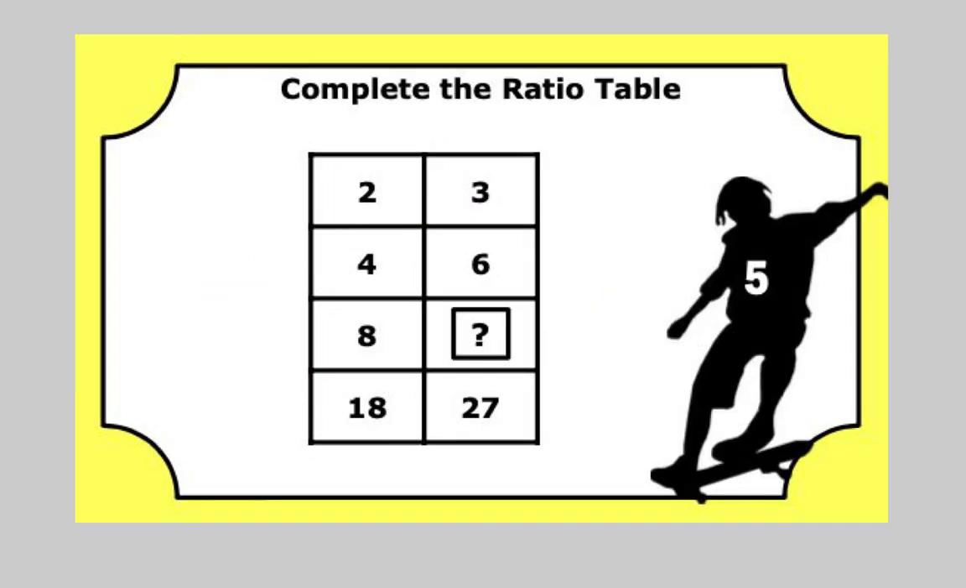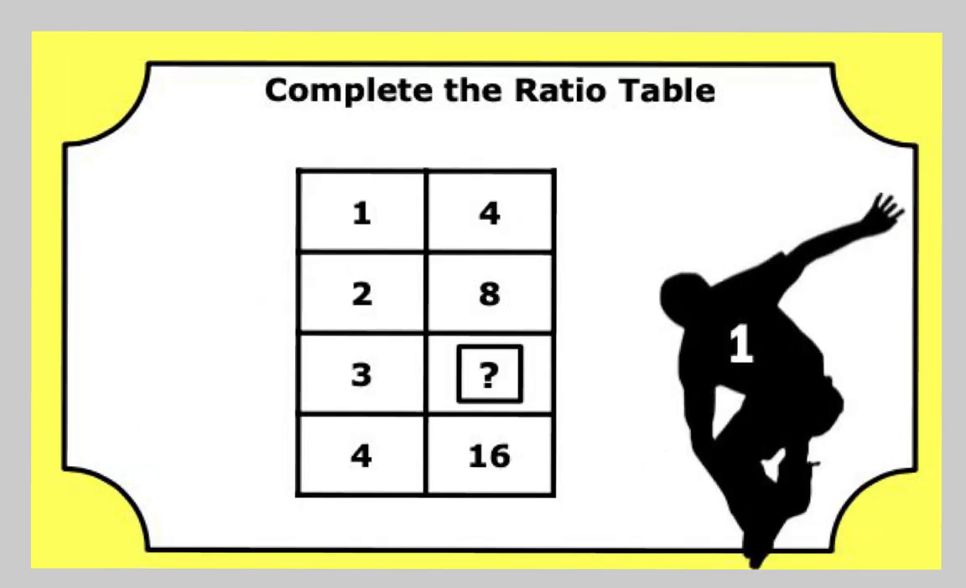Okay, so same on this one. How do I go from 2 to 8? Well, 2 times 4 is 8. So then over here, 3 times 4 gives me 12. So 8/12 is equivalent to 2/3. All right, this one is yours. Go ahead and fill in that question mark.